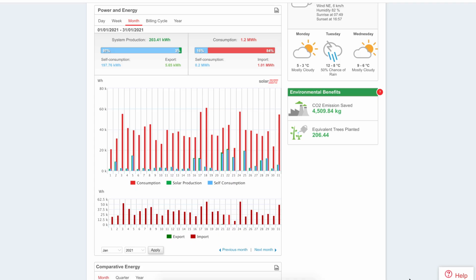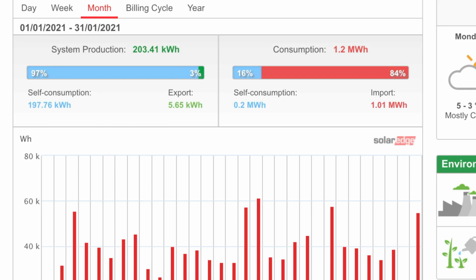And let's get going. So here we have it. Between the 1st of January and the 31st of January, the system produced 203.41 kilowatt hours. I was able to self-consume 97% of that, so 197.76 kilowatt hours, and we exported a little bit at 5.65 kilowatt hours.